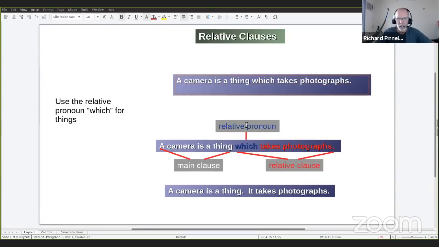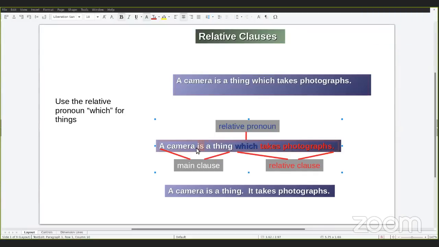Specifically, down here I've broken up this simple sentence. This simple sentence has two clauses. A clause, first of all, what is a clause? A clause is a group of words which have a subject and a verb.